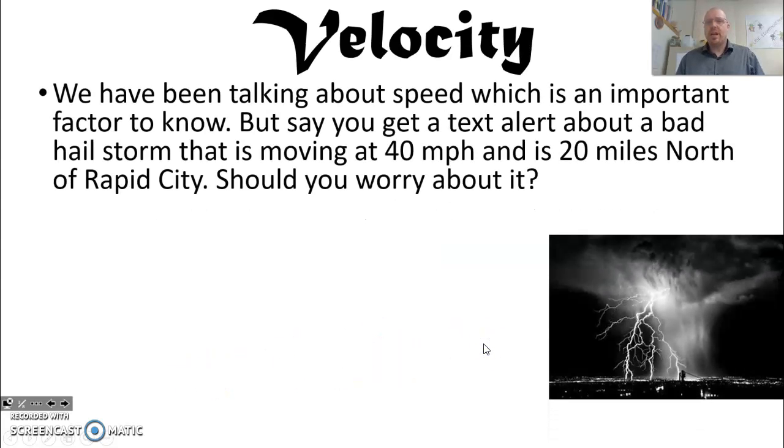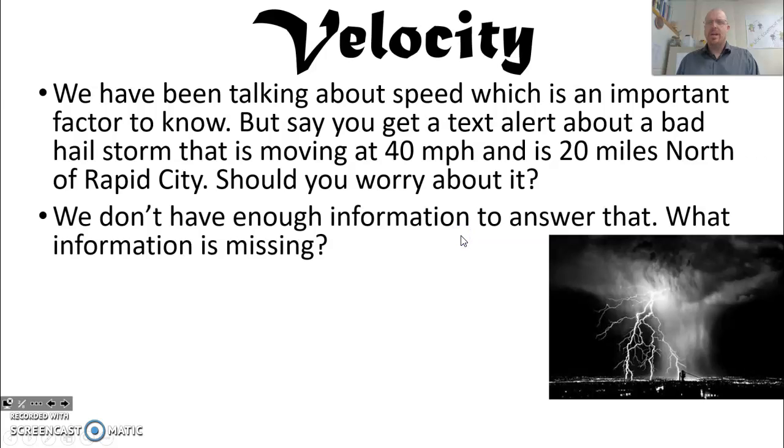So we've been talking about speed, which is an important factor to know. But let's say you get a text alert about a bad hailstorm that's moving at 40 miles per hour, and it is 20 miles north of Rapid City. Should you worry about this hailstorm in your new car or the car that you own in the parking lot of the school? Well, we really don't have enough information to answer that.